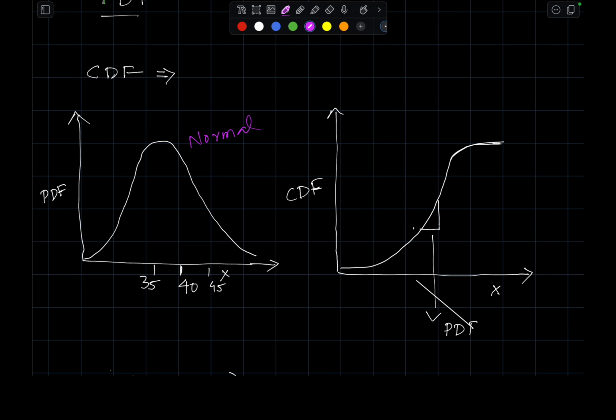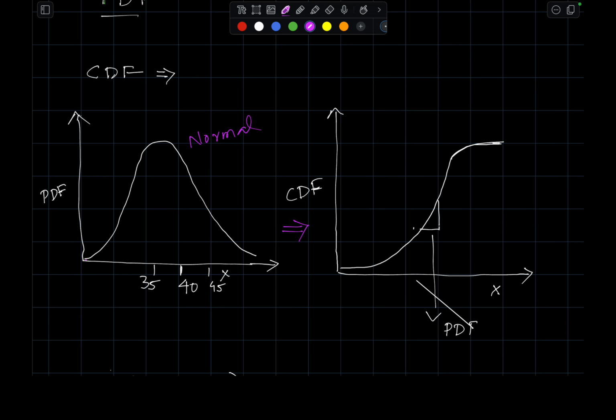So in this case the CDF will be of this fashion, an S shaped curve. And as you can see here, the value is increasing at a slow rate, and here it's increasing at a much higher rate, and then again the rate decreases. So that is what is reflected here in case of CDF.